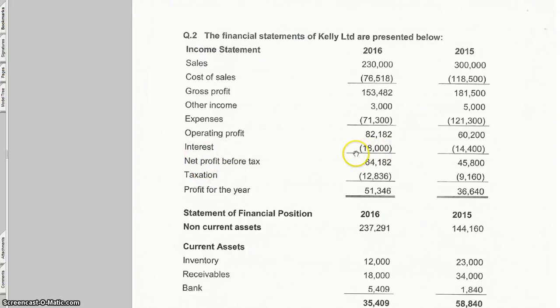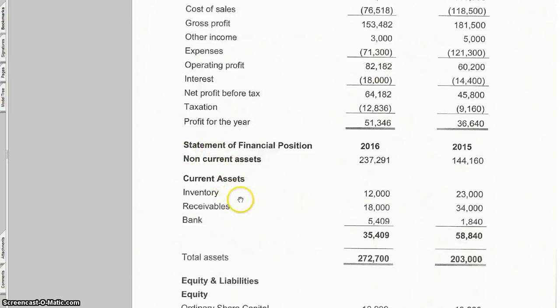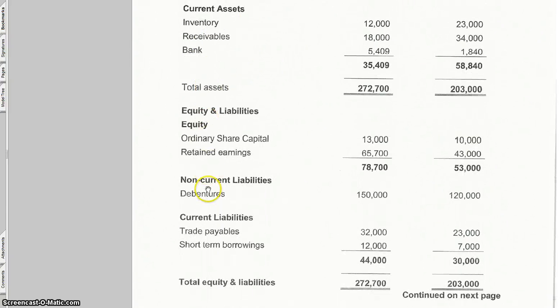Here's our interest, 18. The profit before that, 82,182. So that's our PBIT line there. That's what goes on top. And below is our debt and equity. So we find them in our statement of financial position. Here's our equity. The total of these two, 78,700. And your non-current liabilities is your debt. The 150 there is your D. So this line is your debt. And this line is your equity.